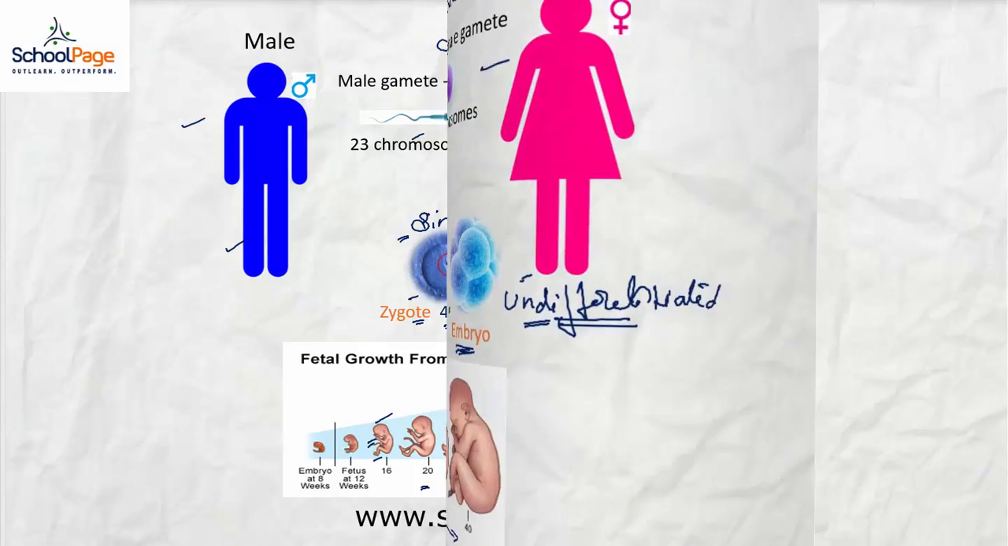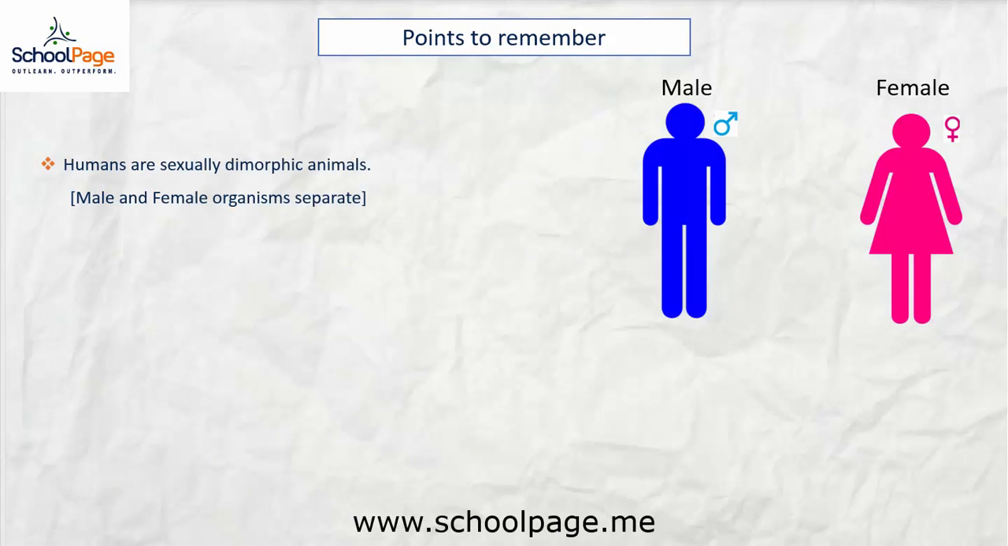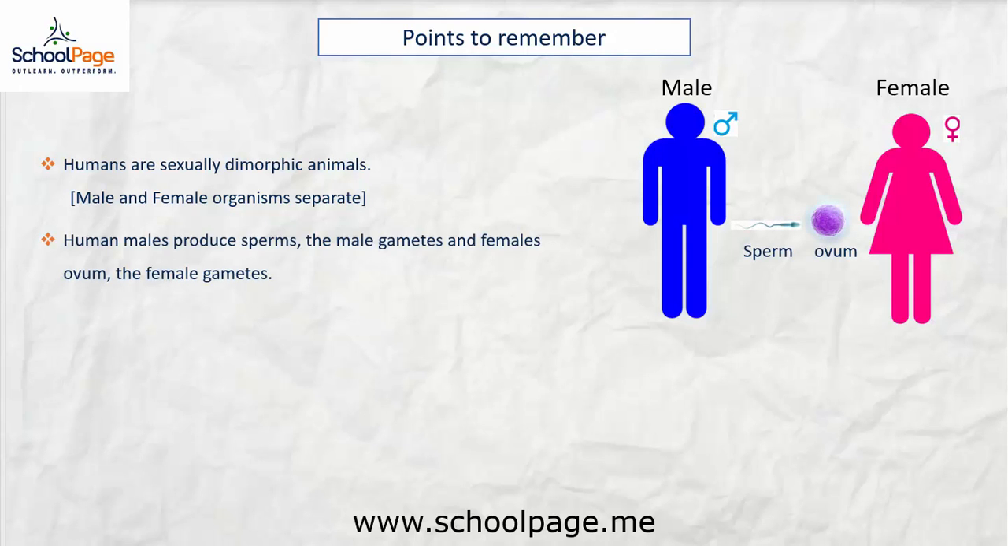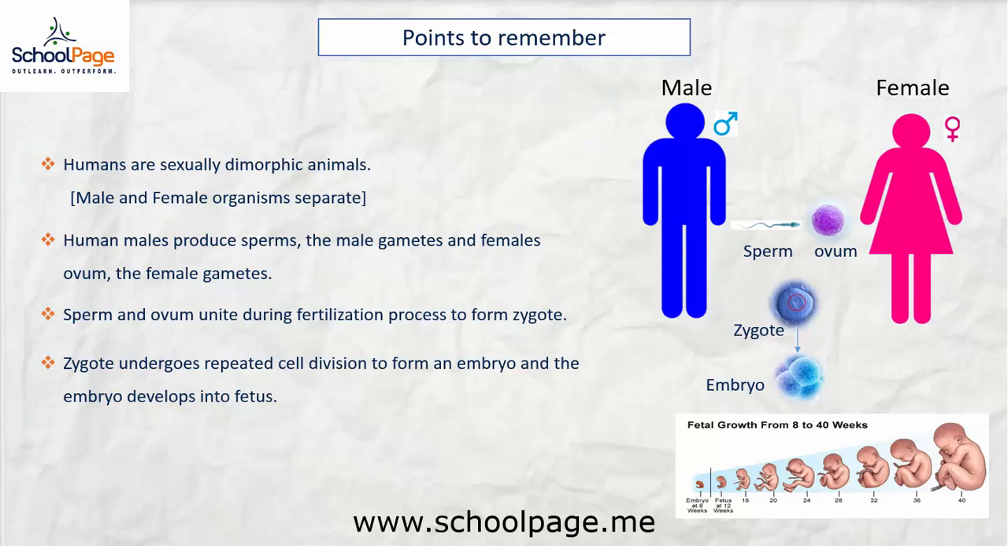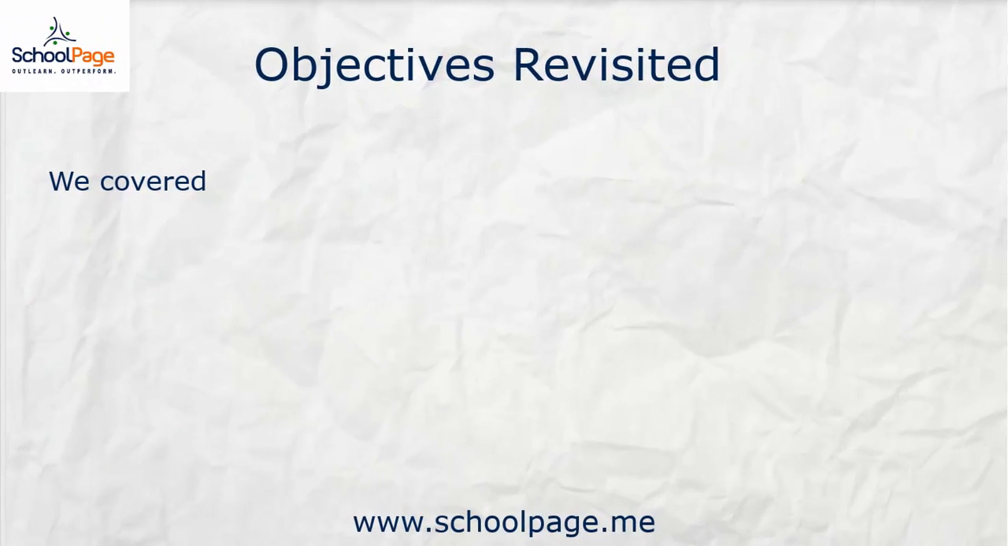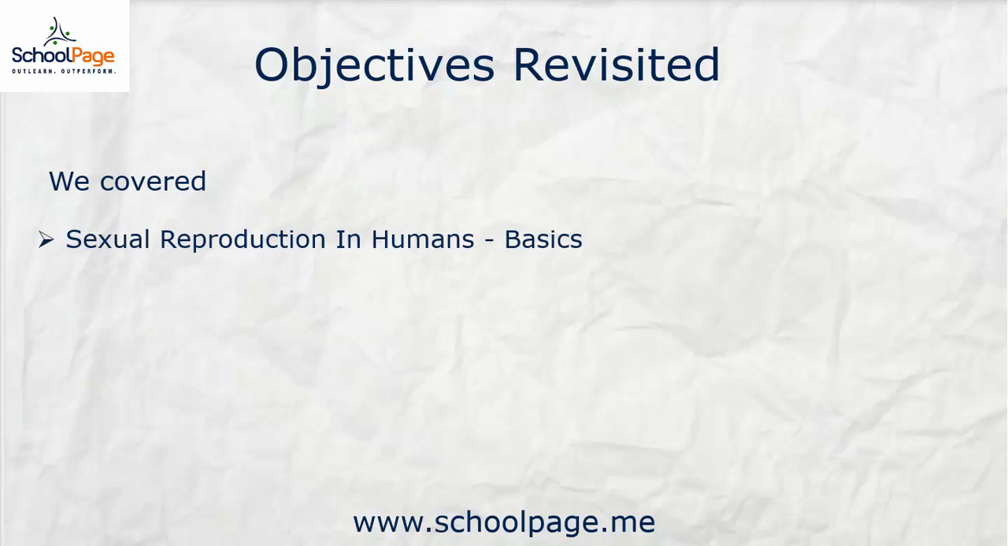Now, let us recall some of the important points. Humans are sexually dimorphic animals. It means that male and females are separate individuals. Human males produce sperm and females ovum as gametes. Sperm and ovum unite during fertilization process to form a zygote. It is this zygote which develops into an embryo through repeated cell division. And embryo develops into a fetus. Now we understand how humans reproduce. In this video, we understood the basics of sexual reproduction in humans.